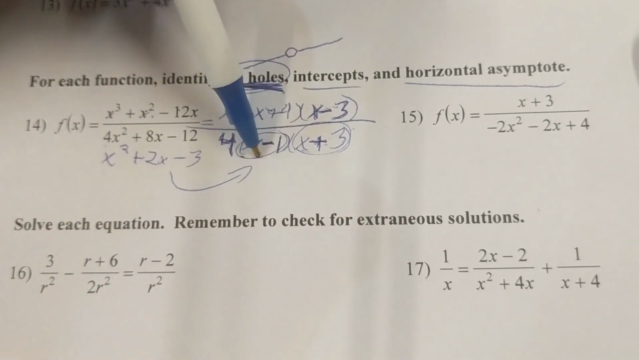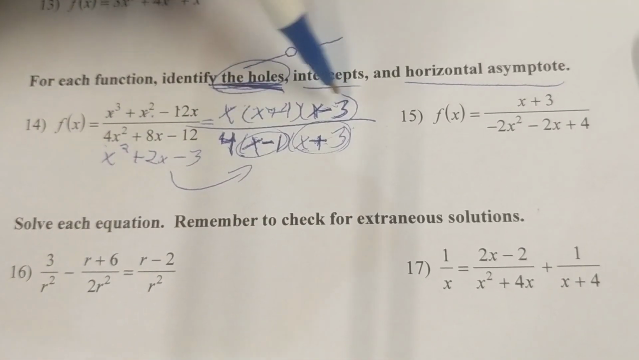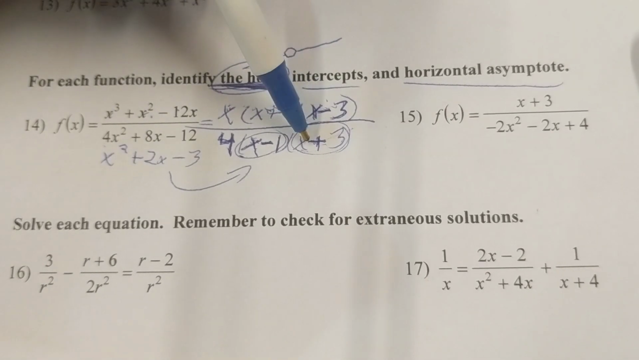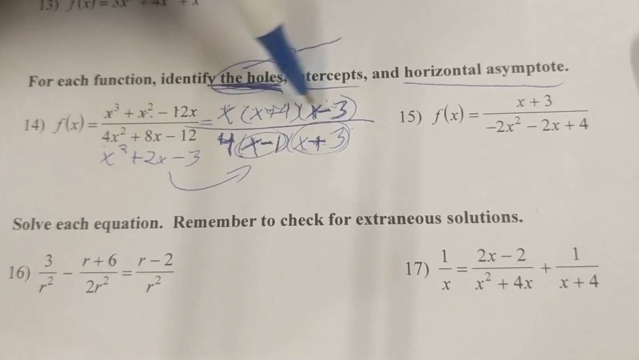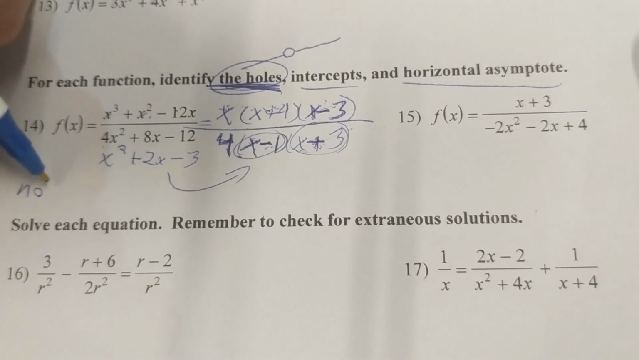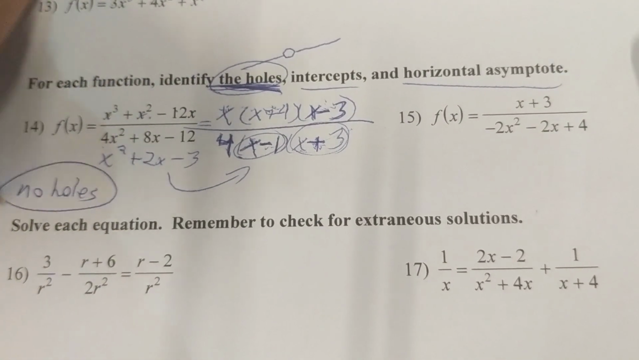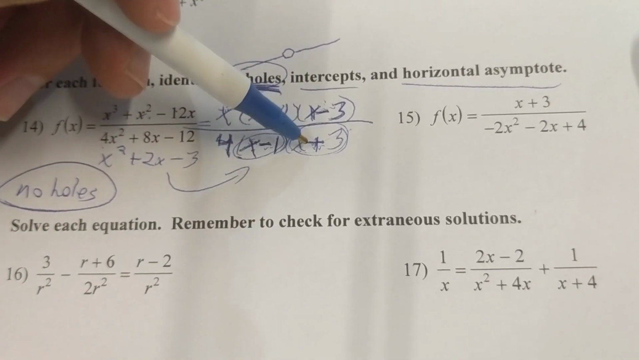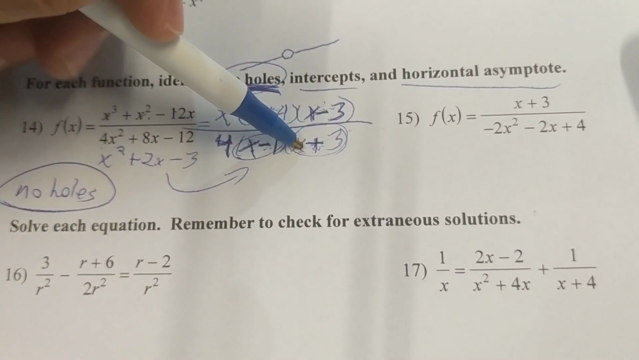As it is, x minus 1 doesn't cancel. There's no x minus 1 up here, and there's no x plus 3 up here either, so neither one of these makes a hole in the graph, so there are no holes. No holes in the graph. Instead, positive 1 and negative 3 are vertical asymptotes.